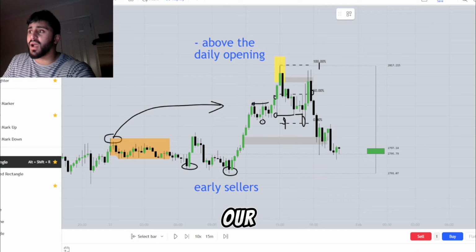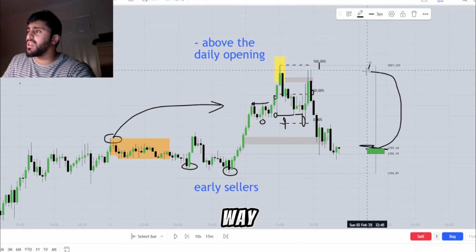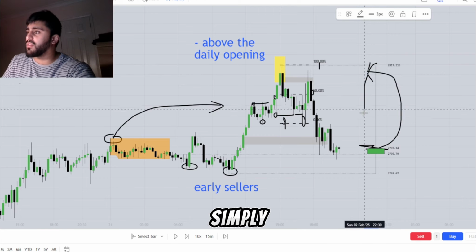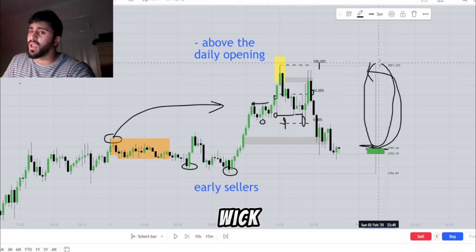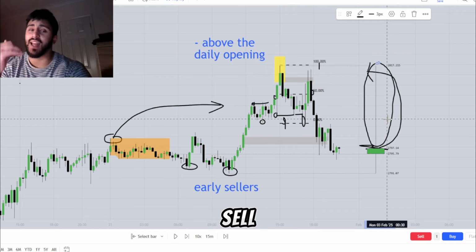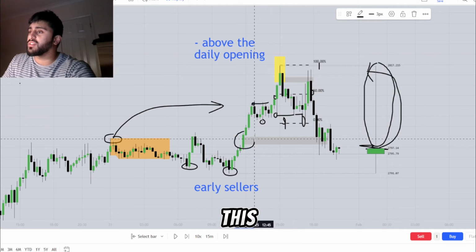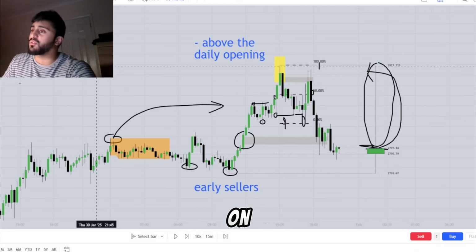When we look at our power of 3 indicator, which is down here, notice how we're way above the daily opening and we're simply looking to catch this wick over here. The secret to taking the best selling trades is to try to sell as close as you can to that high of day and target a London fair value gap. This gives you a good basis on how to trade, right?